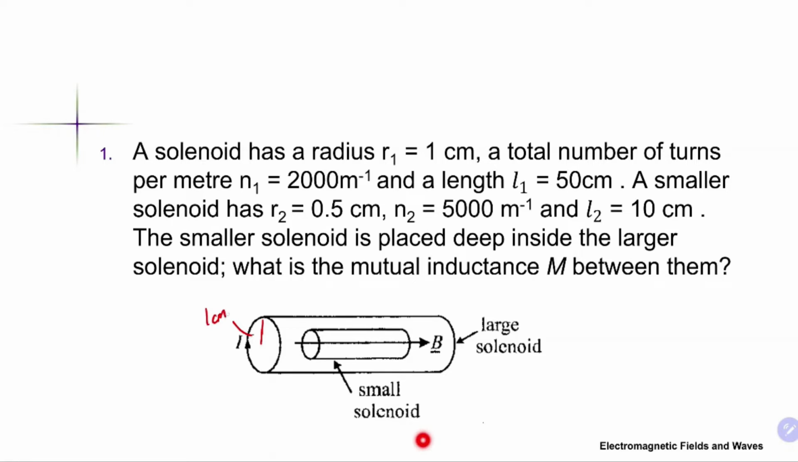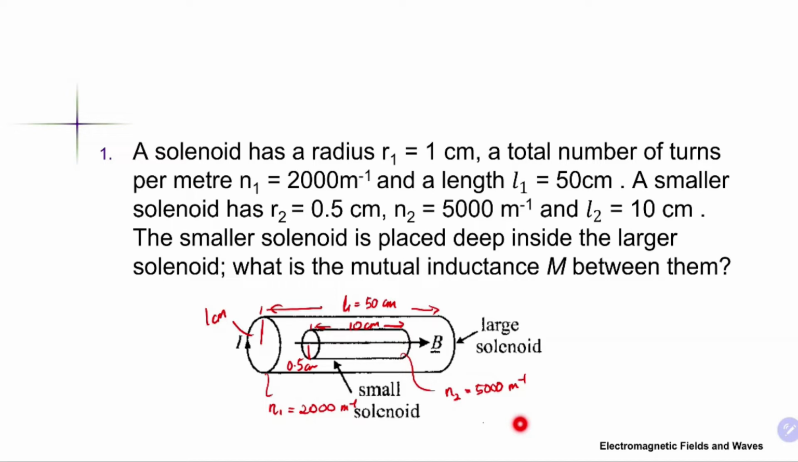Radius is 1 centimeter, length is 50 centimeters. This one's length is 10 centimeters, and the radius of this is 0.5 centimeters. This one, number of turns N1 is equal to 2000 per meter. This one is N2 equals 5,000 per meter.